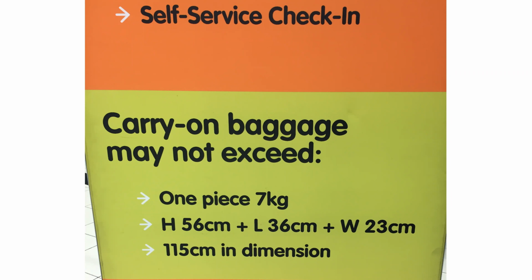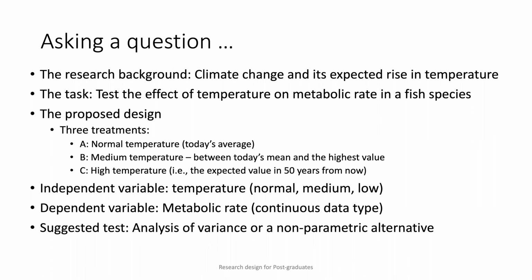Now, I want to address the question of how we actually ask a question properly for an experimental design. Let's do this. We're going to imagine the following kind of experimental setup. The research background is that we want to investigate the effect of climate change, and we know that climate change is expected to lead to a rise in temperature. The task would be, say, to test the effect of temperature on the metabolic rate of a fish species.